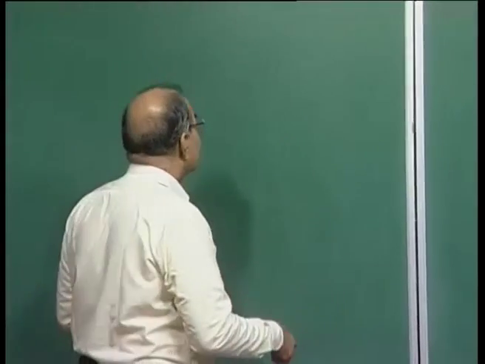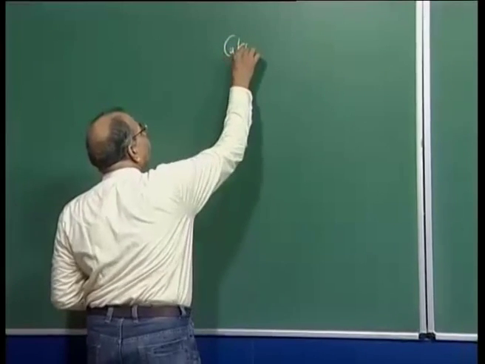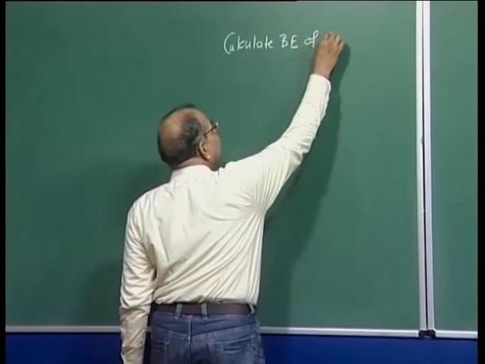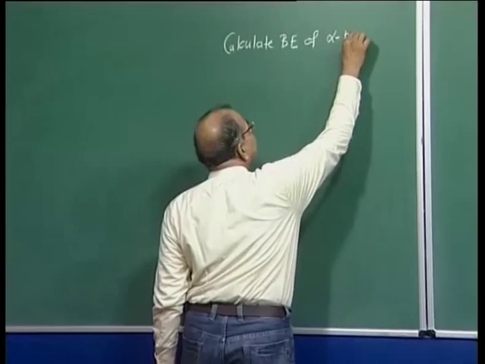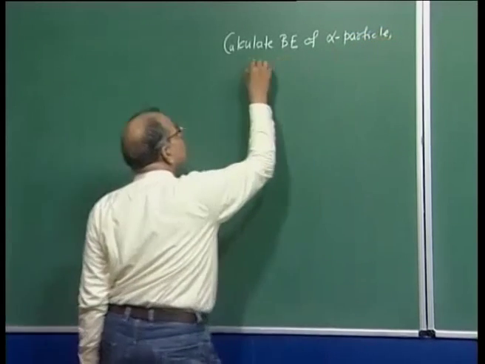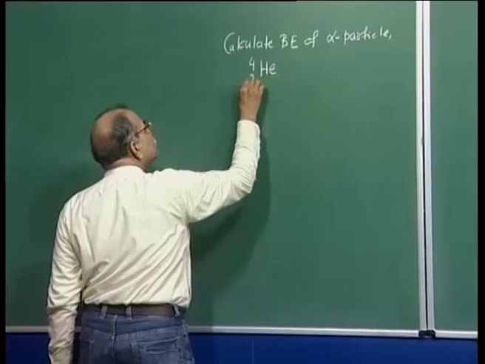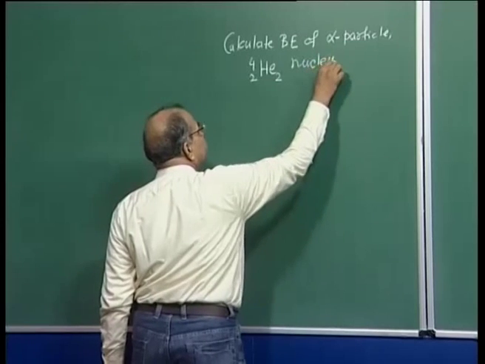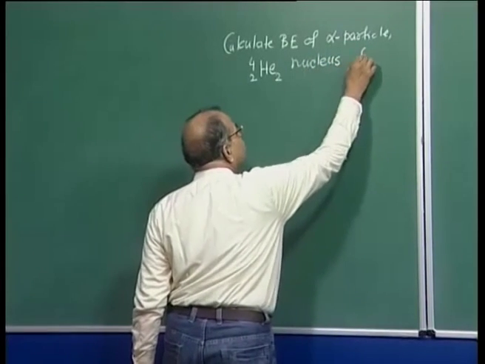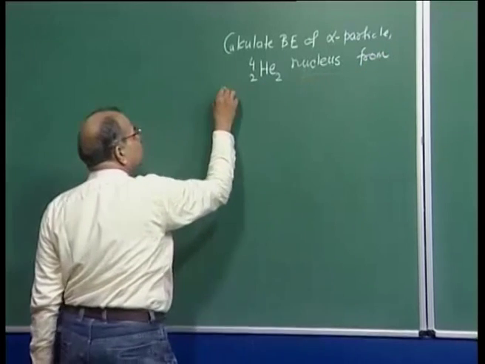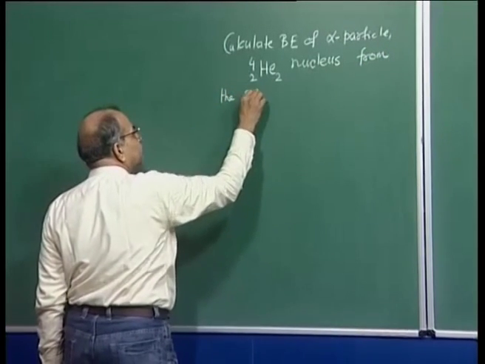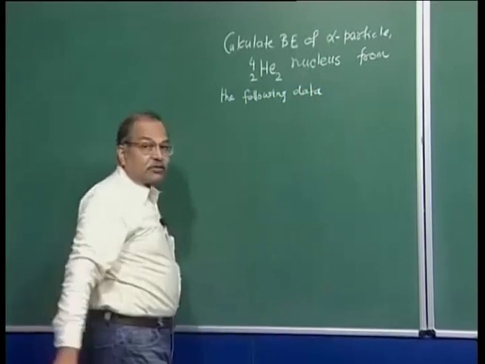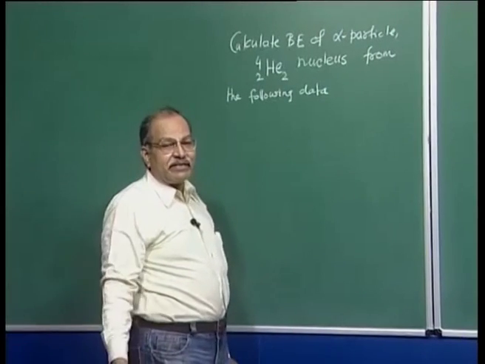Calculate the binding energy of the helium nucleus, that is alpha particle, that is this nucleus, 4He2, from the following data. This is an example of how, from the known atomic masses, one gets binding energy, okay.